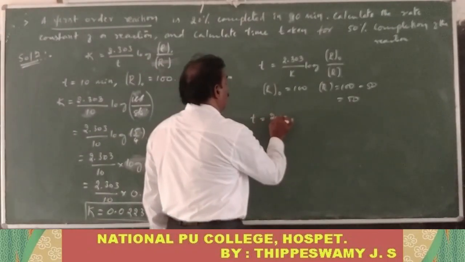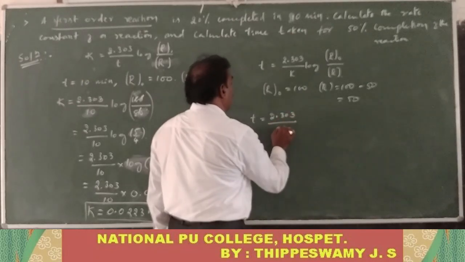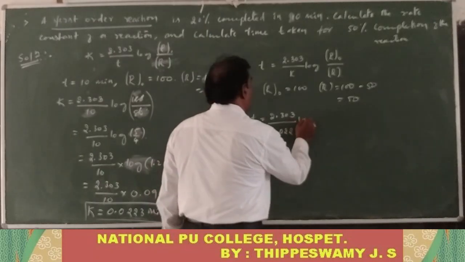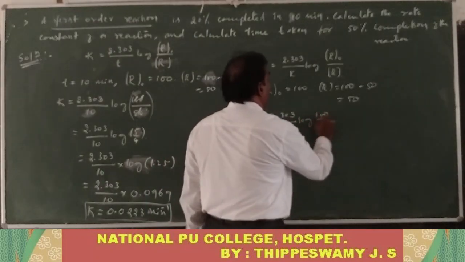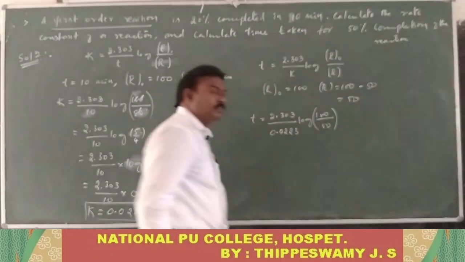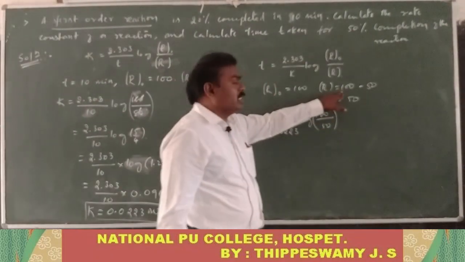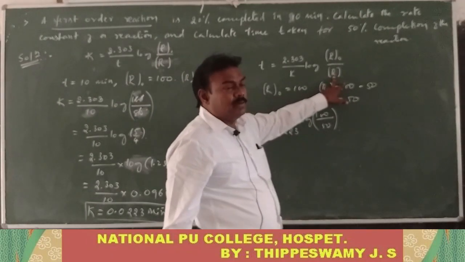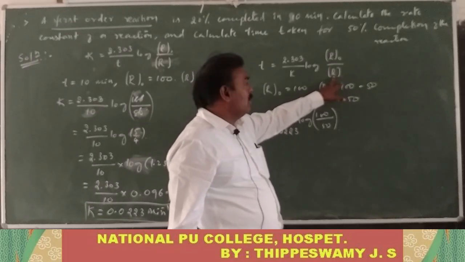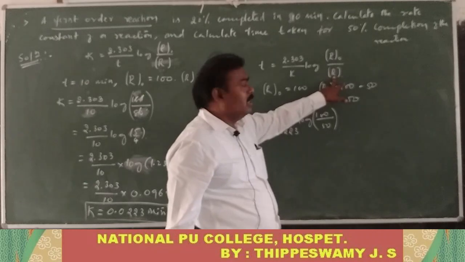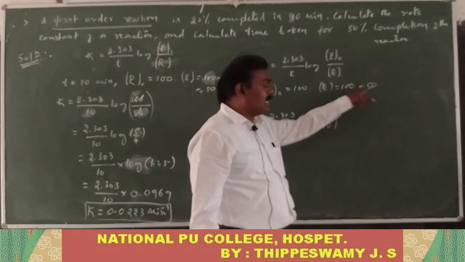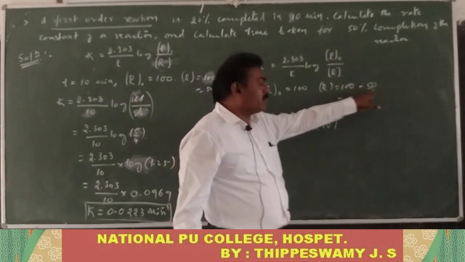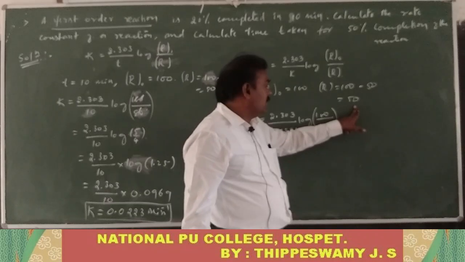So t is equal to 2.303 divided by K, the K value will be 0.0223, into log of 100 divided by 50, like this, right? Following? So why do you have to take 50? This is very important. Whenever you complete the numerical, while solving, what is that value of R? This will be the same as A minus X only. A is the initial concentration, X is the concentration of the reactant that has reacted. Means A minus X is the concentration of the reactant remaining, that remains unreacted. You have to see 100 minus 50, so you are getting 50 only. Is it not? 100 by 50.